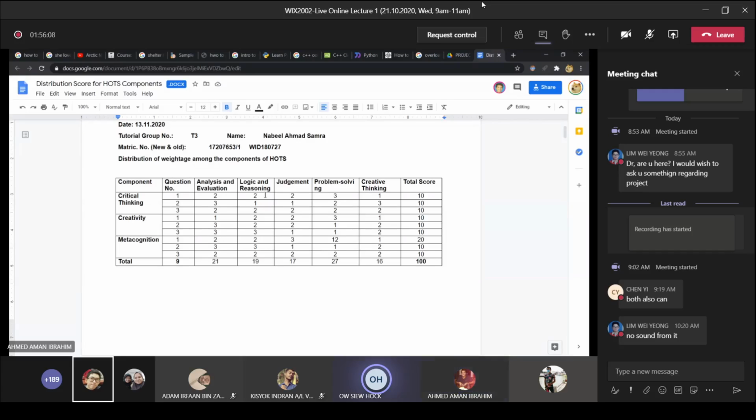Then you look at the second student. Did the second student put any marks for analysis and evaluation? Is that none? That means that number remains 1. Then the second student, let's say, put only logic and reasoning 5 marks, and then judgment 5 marks. Then the rest all 0. So in this case, analysis and evaluation is 1, but logic and reasoning is 2. Then judgment is 2, and the rest is 1, 1. You understand now? That means you compile with all the 12 members.